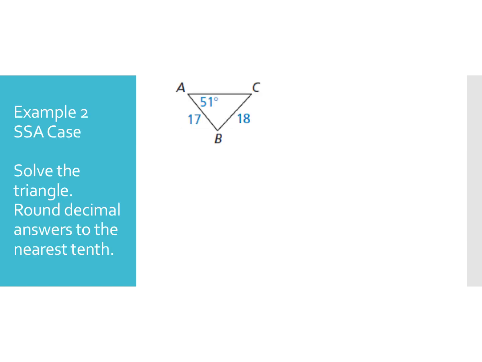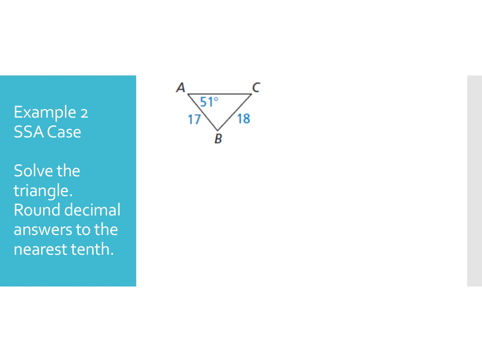So now we have example 2, SSA case. Solve the triangle and round the decimal answer to the nearest tenth. So how do we solve the triangle? Well, this is not a 90-degree triangle, so we can't really solve for the sides or the angles by doing the Pythagorean theorem or just adding or subtracting from 90.